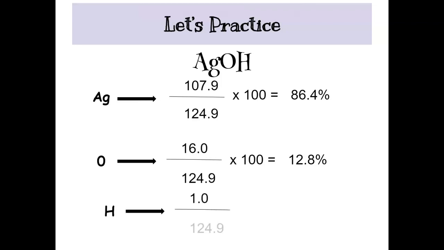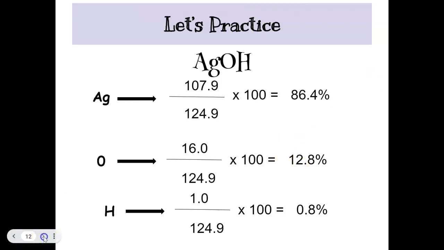And then for hydrogen, it's going to be a small number because there's only 1 gram. It's going to be 0.8%. And 86.4 plus 12.8 plus roughly 1 is going to give us around 100%. So that makes sense. The good thing about this is that you can easily check yourself. If you get to the end and your numbers do not add up to 100% or very close to 100%, it might be 99.5, maybe 100.2, depending on how you're rounding. But you should have around 100% for each of them. And that's a good way to check yourself.